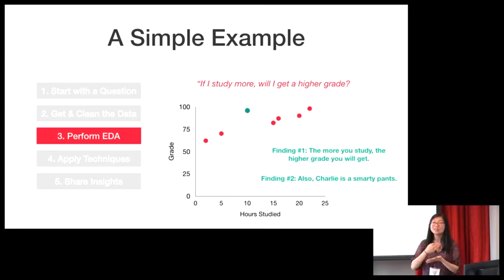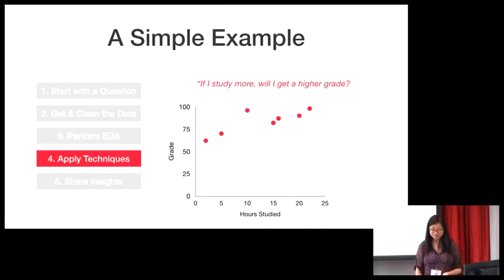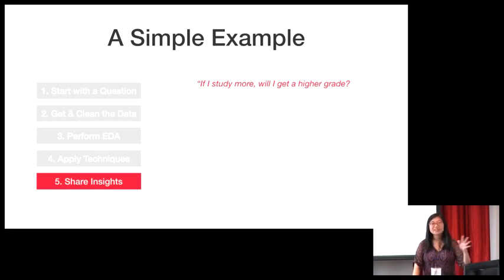Great. So only after you've done your EDA, now it's time to apply some techniques. The most basic data science technique is applying a linear regression, so fitting a line to our model. And you can see here that with the linear regression, I can actually get a specific equation to see what that relationship is.